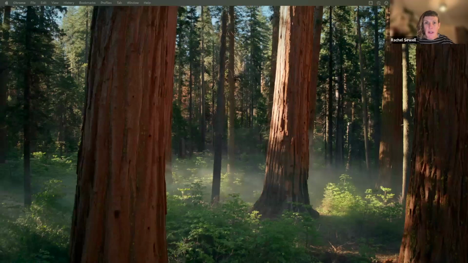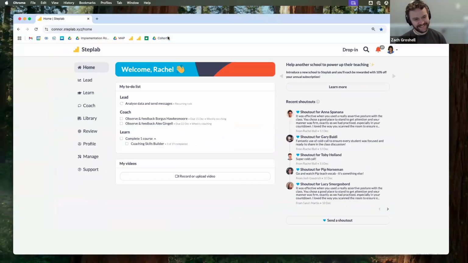So just to situate this for you, Zach, can I just check, can you see Steplab now? I can see some trees, some gorgeous trees, but no Steplab. This is good that I checked that. There we go. Hopefully you can now see that.